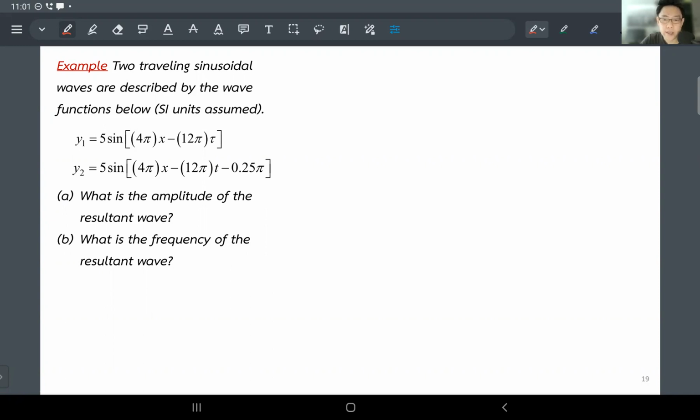All right, guys. Answer the question: what is the amplitude of the resultant wave? First question. Second, what is the frequency of the resultant wave? So this is a check of your understanding of what we just studied. All right, guys, give it a shot and see how it goes.